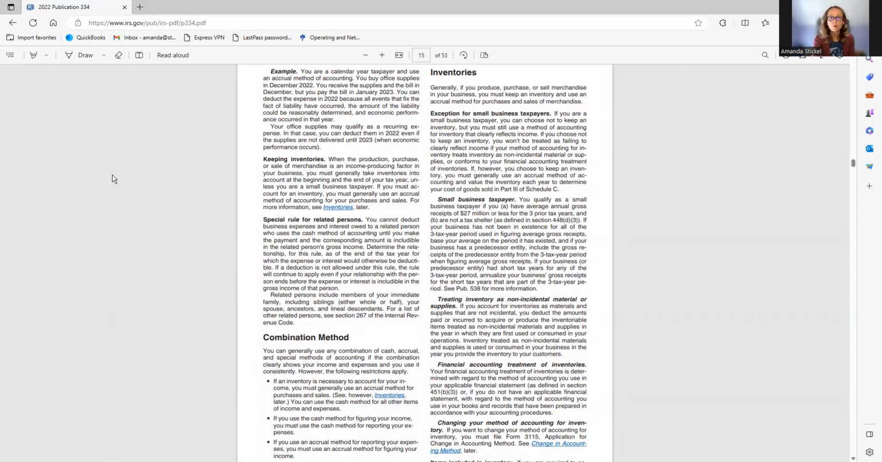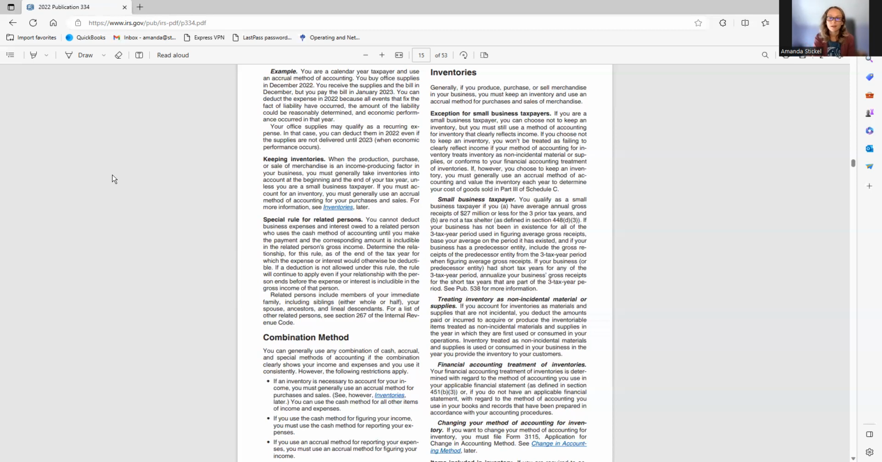Small business taxpayer. You qualify as a small business taxpayer if you have an average annual gross receipts of $27 million or less for the 3 prior tax years. There you go. I was right. So insanely high amount for small businesses, and are not a tax shelter as defined by Section 448(b)(3).